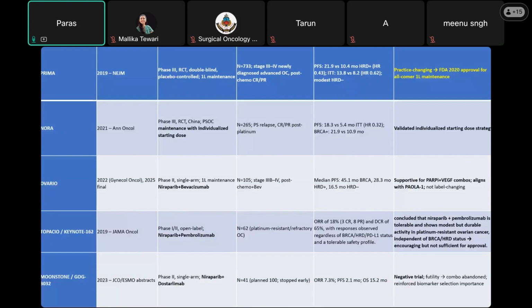The OVARIO trial used niraparib with bevacizumab like the PAOLA-1 trial and got supportive results, but was not practice-changing as it was a phase 2 single-arm study only. The OPAL trial showed niraparib and pembrolizumab had modest benefit in platinum-resistant ovarian cancer independent of BRCA status. The MOONSTONE trial was a negative trial. Niraparib was combined with dostarlimab, but the trial stopped due to no benefit.